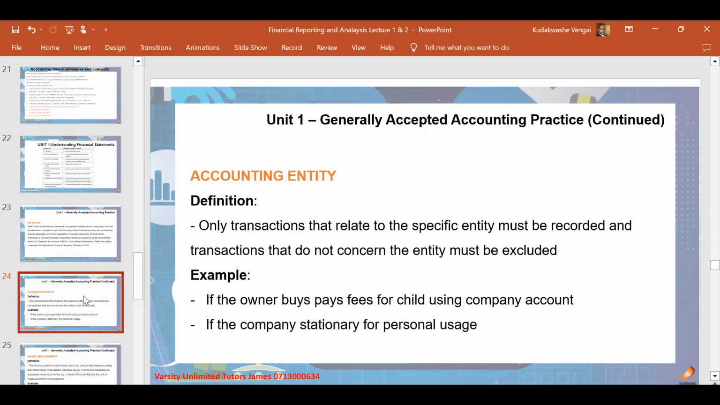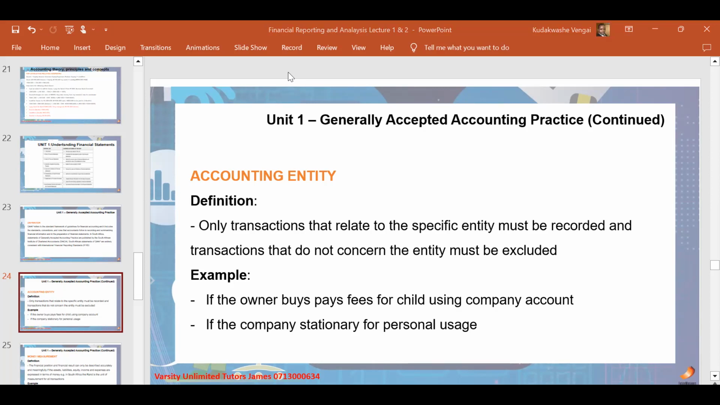If you take money out of the business, it's regarded as a drawing. The owner of the business has taken money out of it. You cannot say that under the expenses of the business, you're going to put school fees for the owner of the business. Okay, we just lost electricity this side, but don't worry, we can continue.